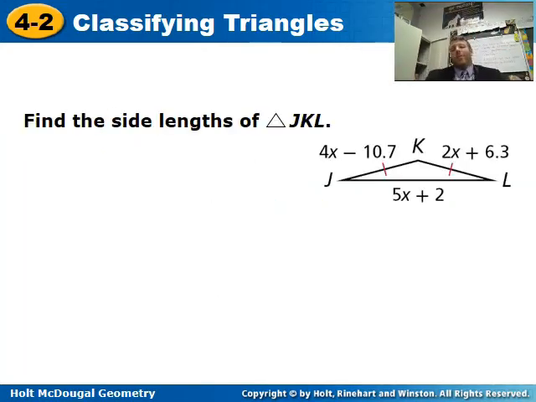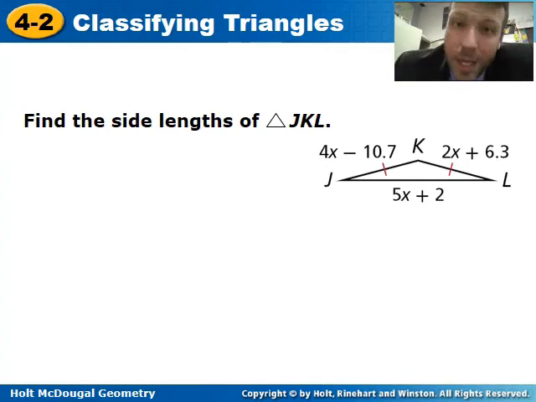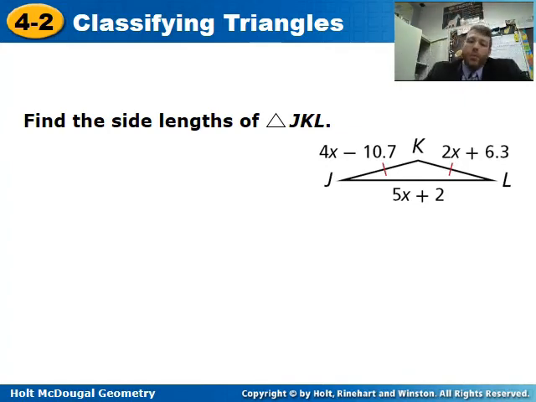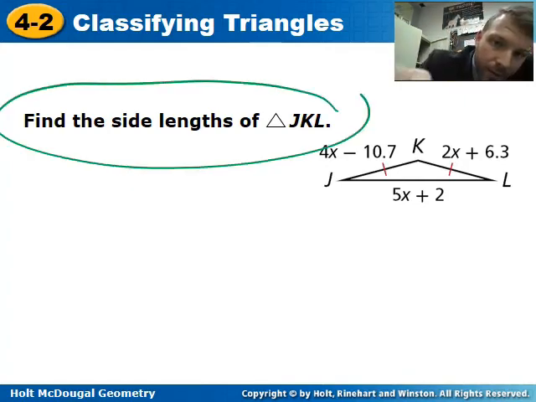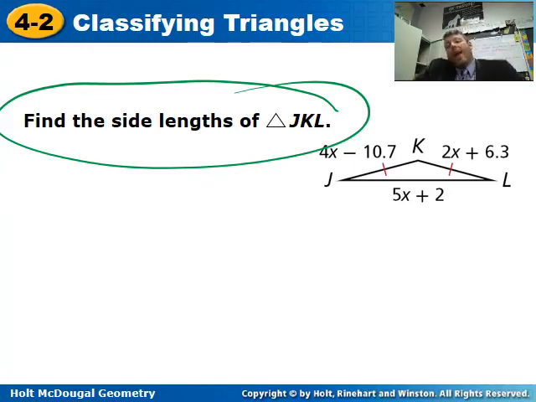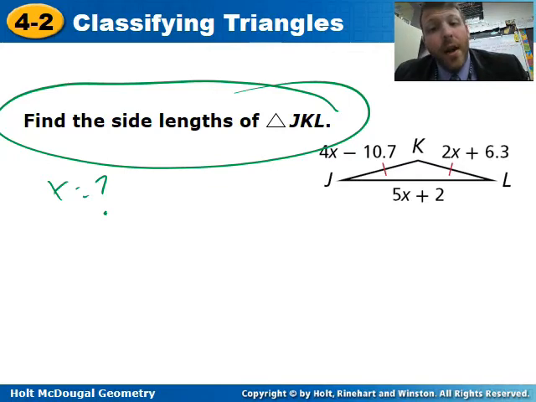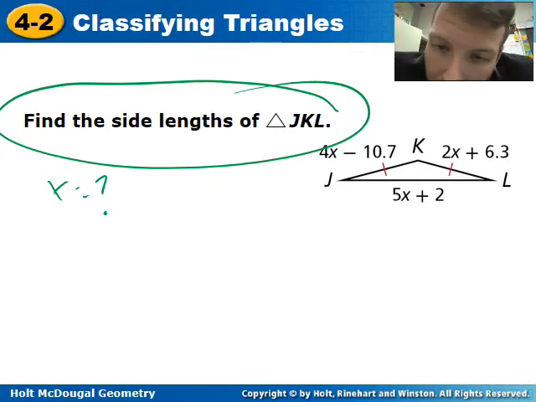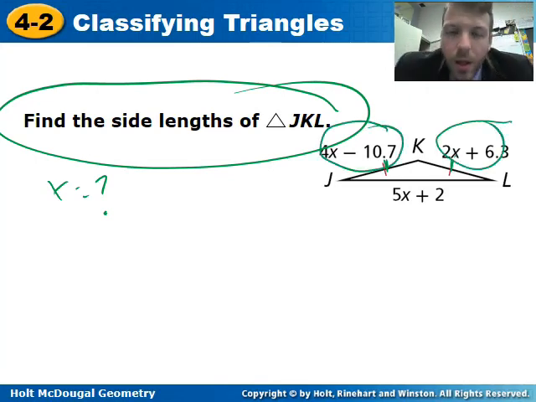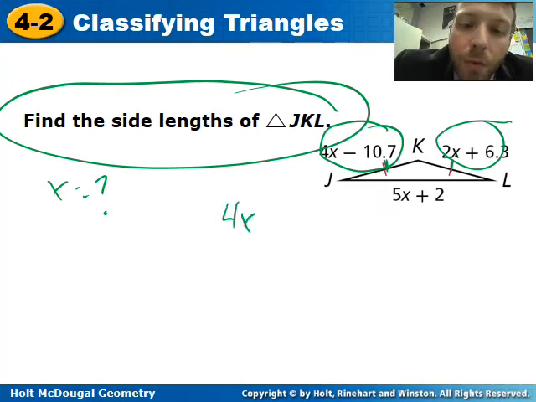All right, now we got to throw some algebra into it. Look at me, algebra. So what we need to do is find all of the side lengths of this triangle. To do that, I got to find x. Well, how do I find it? I take a look here and I notice that I have some tick marks. Those tick marks mean that these two expressions are equal, so I can set them equal. So 4x minus 10.7 equals 2x plus 6.3.